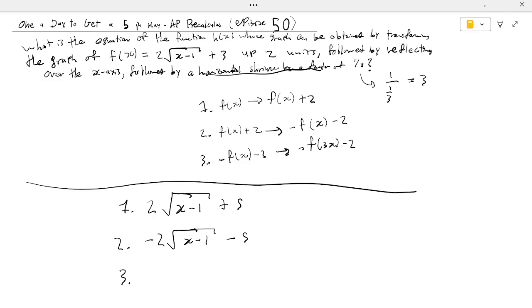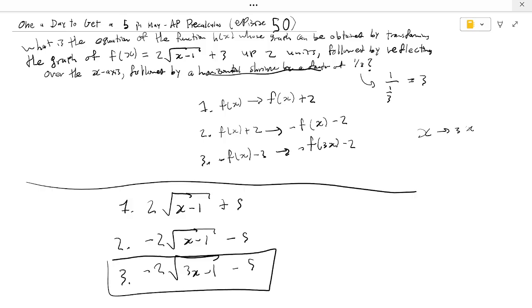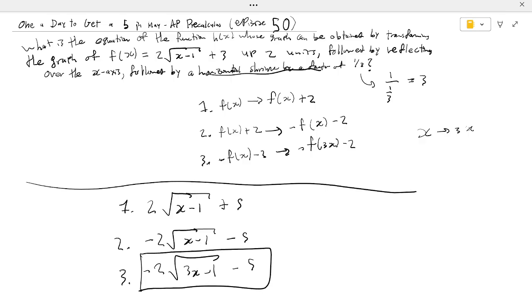So here, our x is going to go from x to 3x. So if you just replace our x, we're going to get negative 2 square root of 3x minus 1 minus 5. There we go. Alright, that is the final solution.